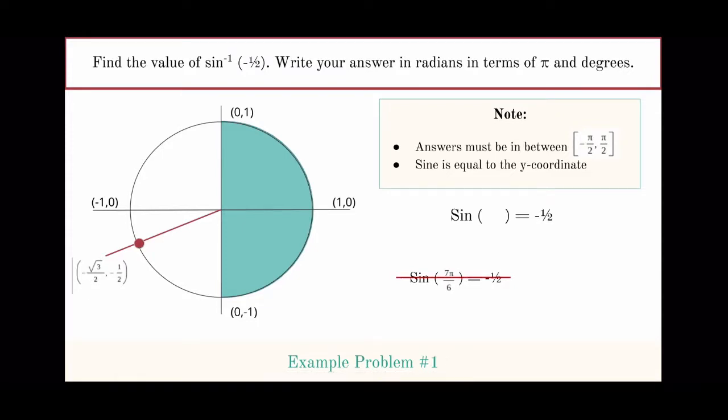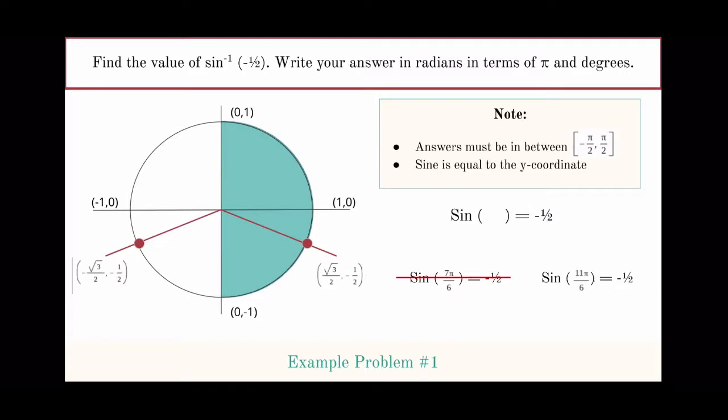And now, another possible answer is 11 pi over 6. It is in the blue area, and it gives us the point where sine is negative 1/2. However, it is not between negative pi over 2 to pi over 2. As you can see, 11 pi over 6 is a lot more than pi over 2. So what can we do?